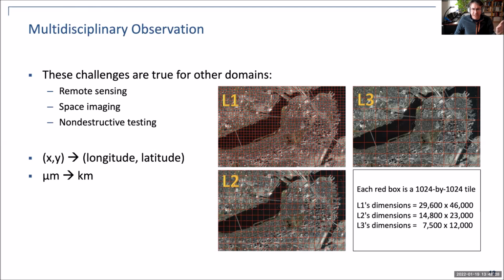This is a GeoTIFF image that shows different resolutions at levels 1, 2, and 3 of the Boston area.